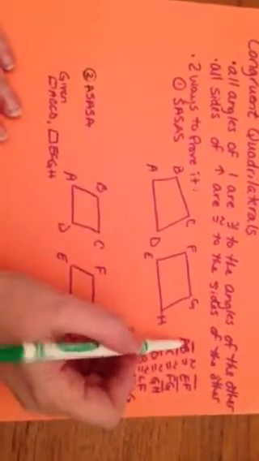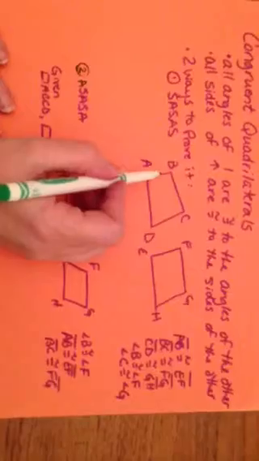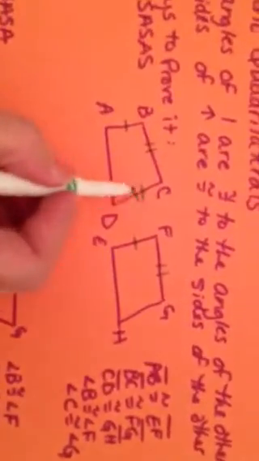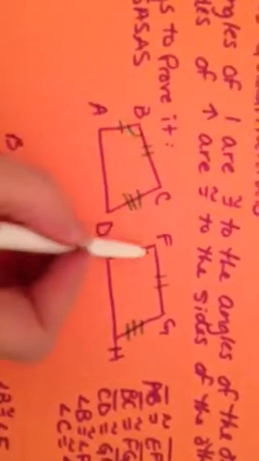So in this pair of quadrilaterals, AB is congruent to EF, BC is congruent to FG, CD is congruent to GH, angle B is congruent to angle F, and angle C is congruent to angle G. So I've got my side, angle, side, angle, side.